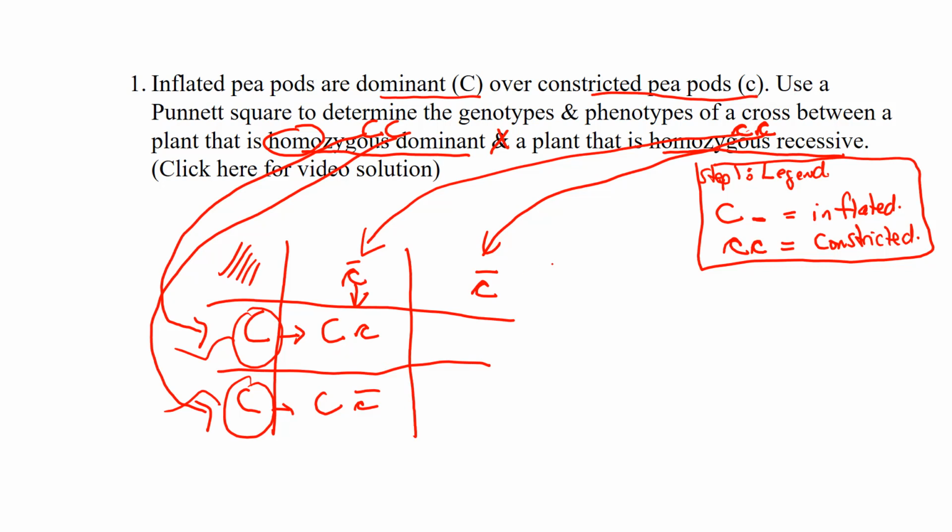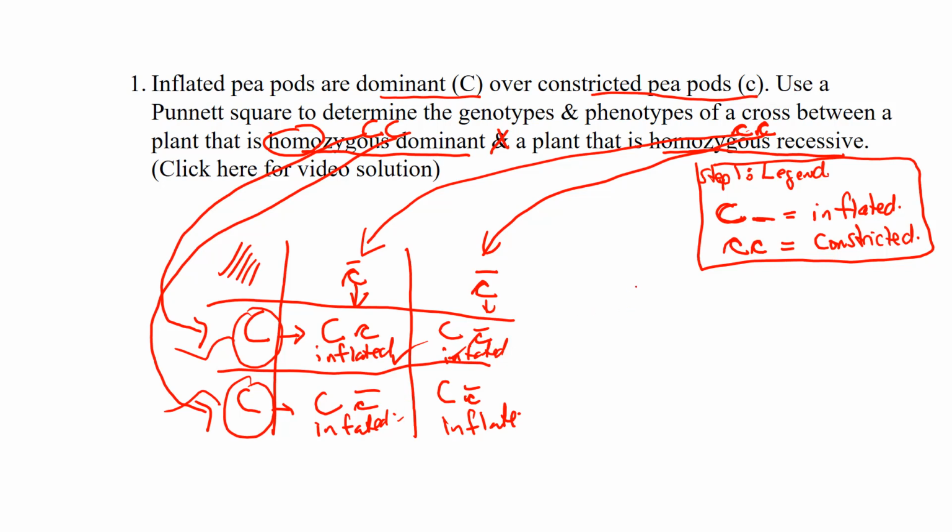So let's go back up here. We look at our legend. As long as I have a capital C, I don't care what this other allele is. This is going to be inflated. Okay, and this one also inflated. Okay, do that for the rest. Capital C, bring this guy down, little c, that's going to be inflated. And then capital C, little c. This one's going to be inflated. So we count them all up. 1, 2, 3, 4 out of 4 boxes is inflated.